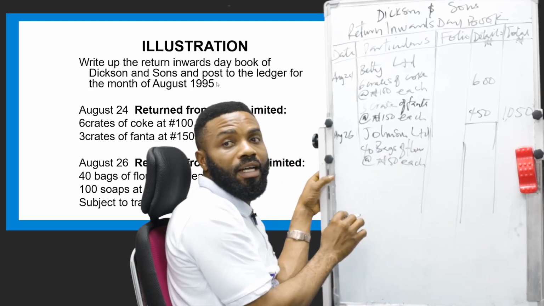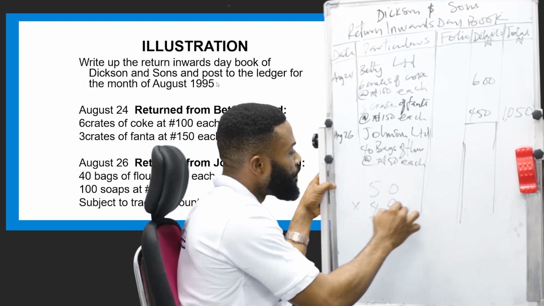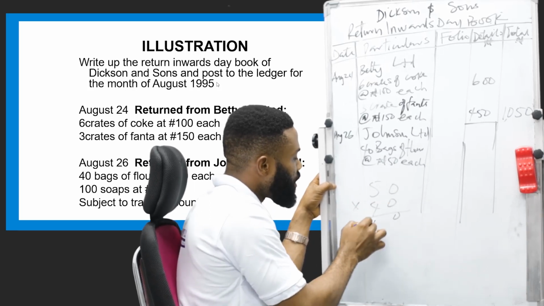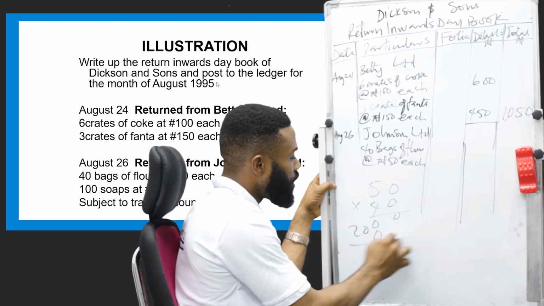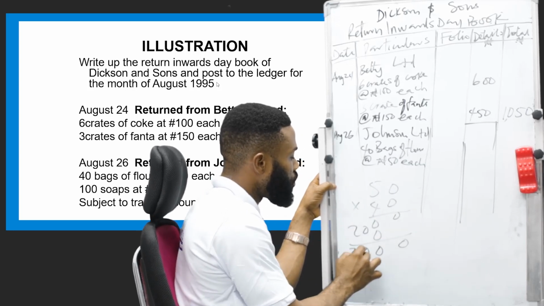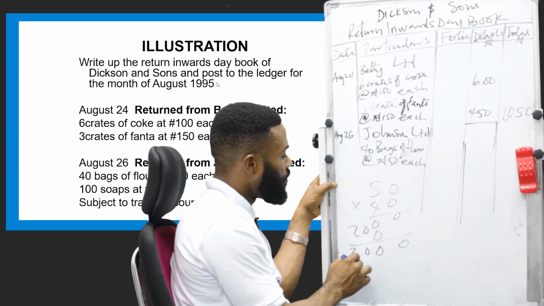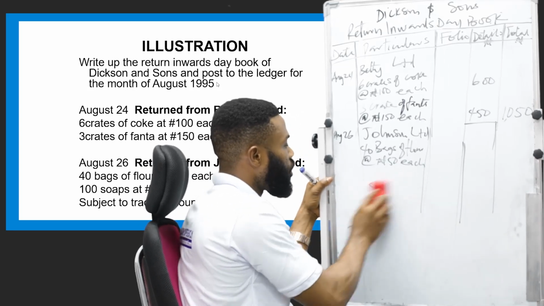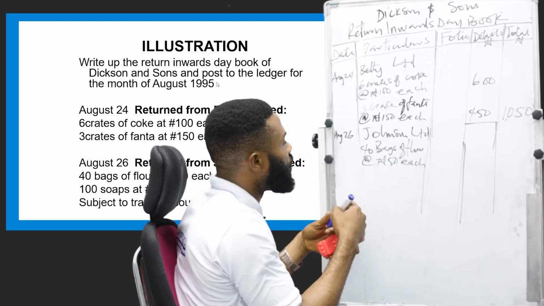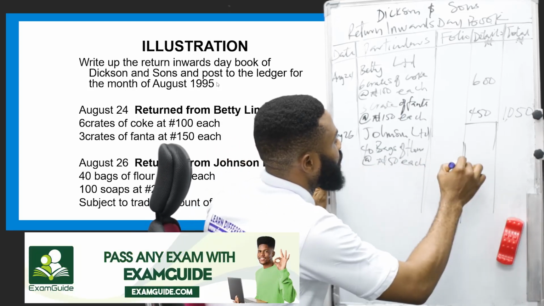That's 40 times 50. Let's take it. This is 0. This is 0. This is 0. This is 20. You have 0, 0, 0, 2. That's 2,000. You have 2,000 as the worth of goods returned on the 26th by Johnson. So you have 2,000 here.